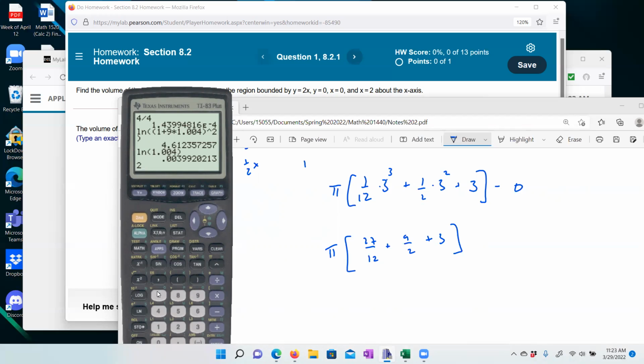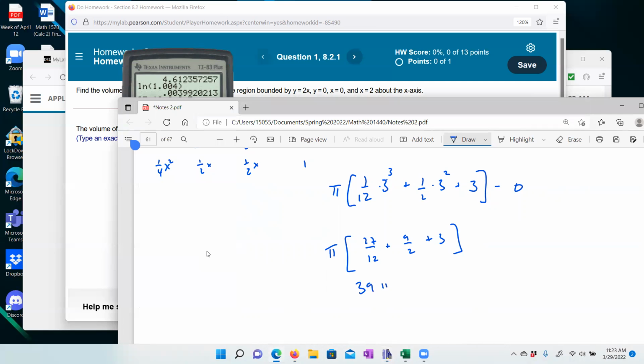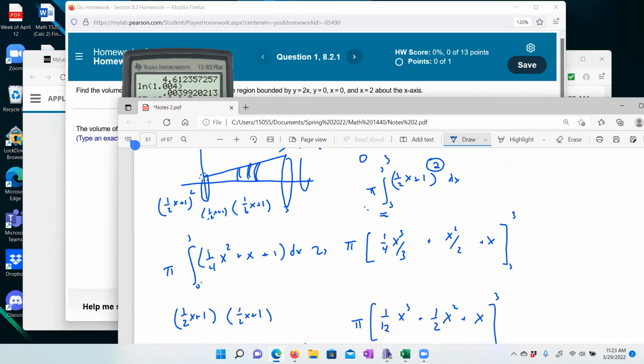So this is 27/12. No, I want divides. That's what I want. But come on. Divide 12. Okay, plus 9/2 plus 3. Okay, 9.75. I can go ahead and do this, make it into a fraction. So it's 39/4, so it's 39 pi over 4, and that is the volume of this frustrum here.